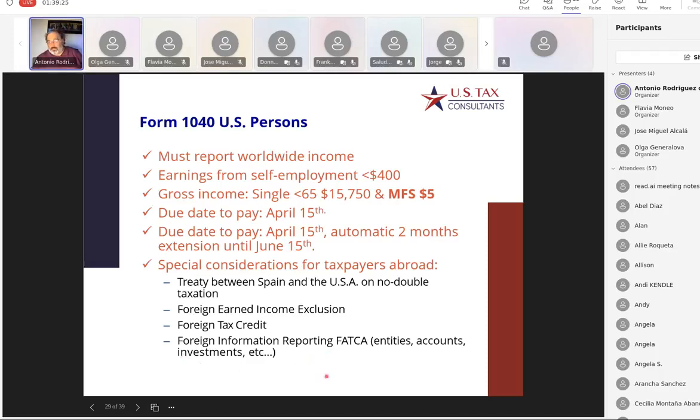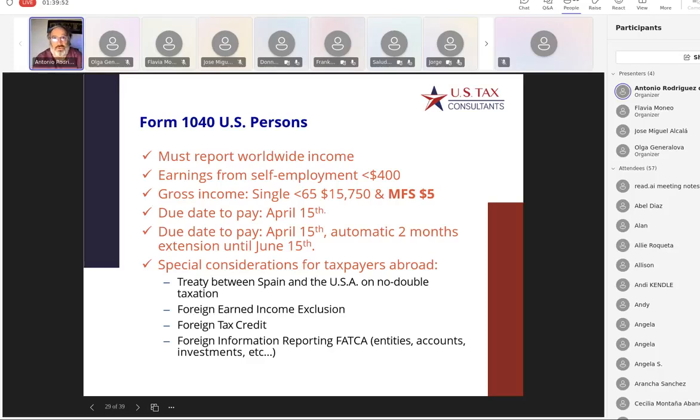Okay, I add this to be sure that you don't forget: the foreign information report, the FATCA. The FATCA is just a document which is included in the 1040, the 8938, which says to list all your bank accounts that you own outside the United States.